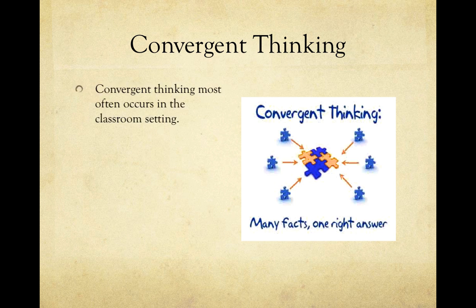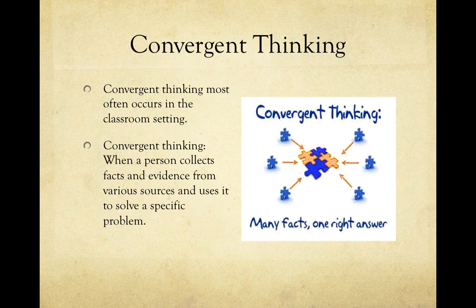Convergent thinking. Convergent thinking most often occurs in the classroom setting. Convergent thinking is defined as when a person collects facts and evidence from various sources and uses it to solve a specific problem. For example, 2 plus 2 equals 4. The key to convergent thinking is to remember that for the many facts, there is one right answer. The answer is predetermined.